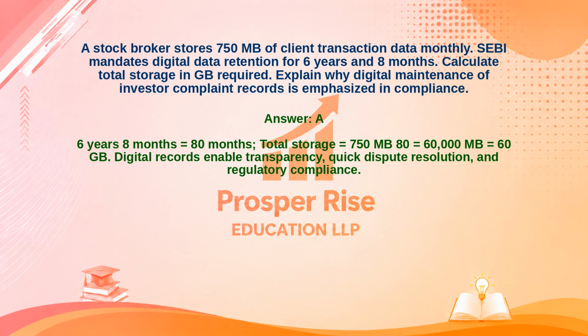Option A. Let's see why. 6 years 8 months equals 80 months. Total storage equals 750 MB × 80 equals 60,000 MB equals 60 GB. Digital records enable transparency, quick dispute resolution, and regulatory compliance.